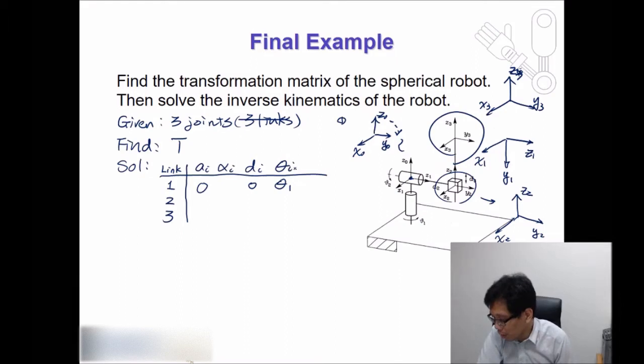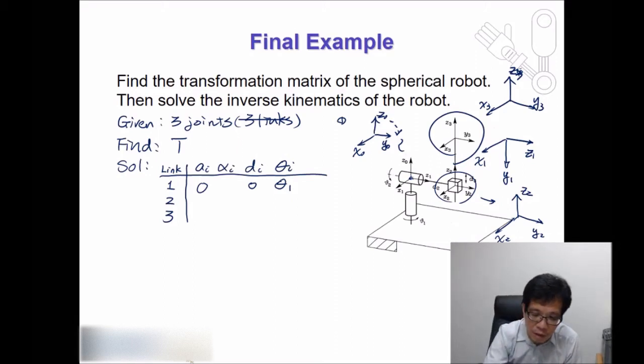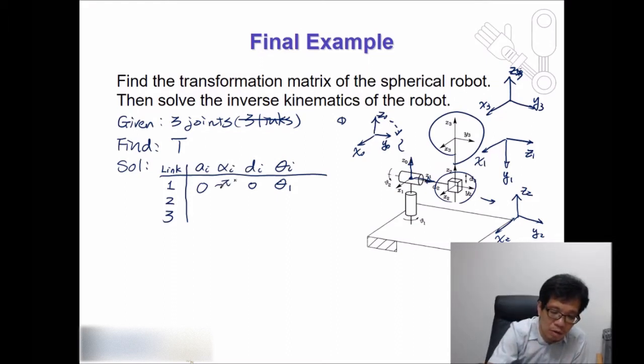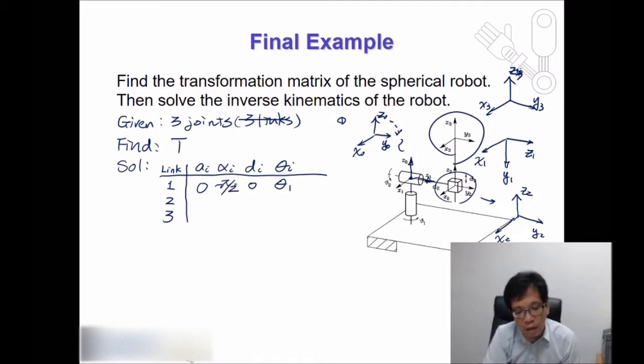And the first rotational joint is rotating theta 1 degree. And the alpha 1, that's between this axis and this axis. Okay, so clearly we need to attach 2 pi over here.